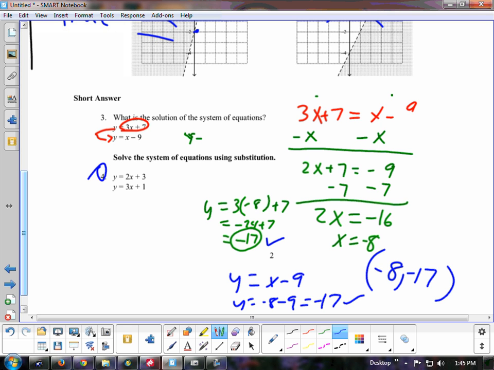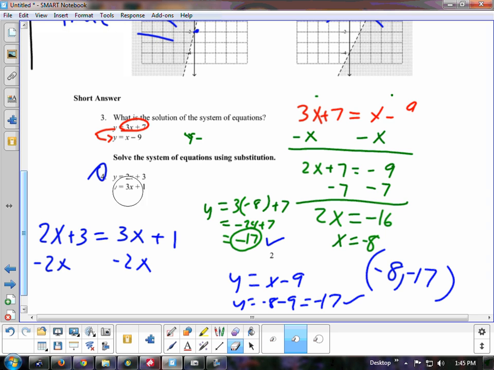The next question is also a substitution question, and you will have to do substitution on the test. 2x plus 3, and we're going to set it equal to 3x plus 1. Bring the 2x over by subtraction. Okay, so we're doing a new problem here. This problem is done.